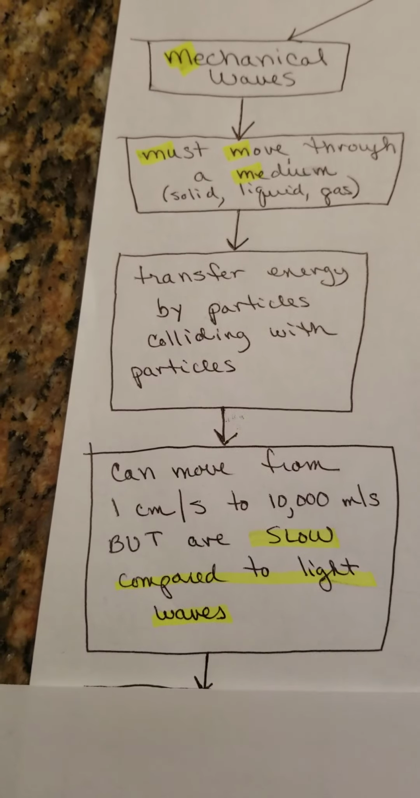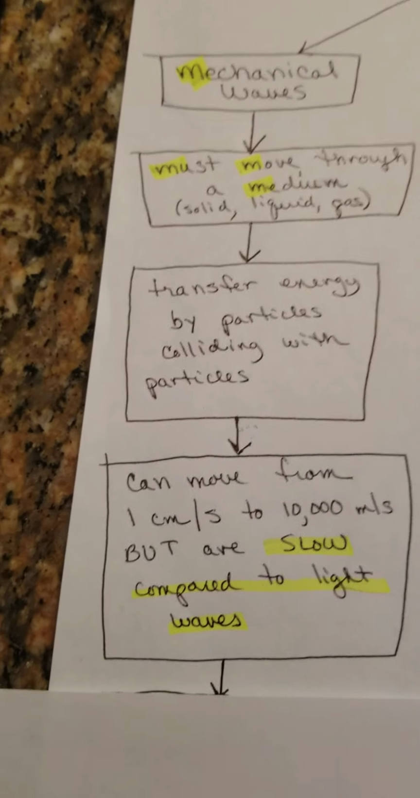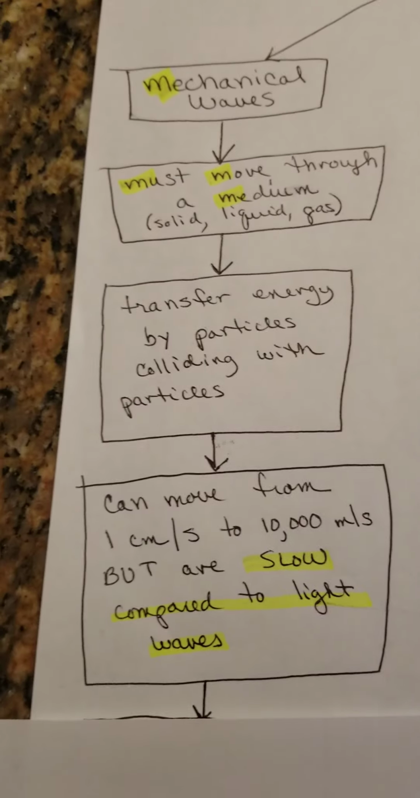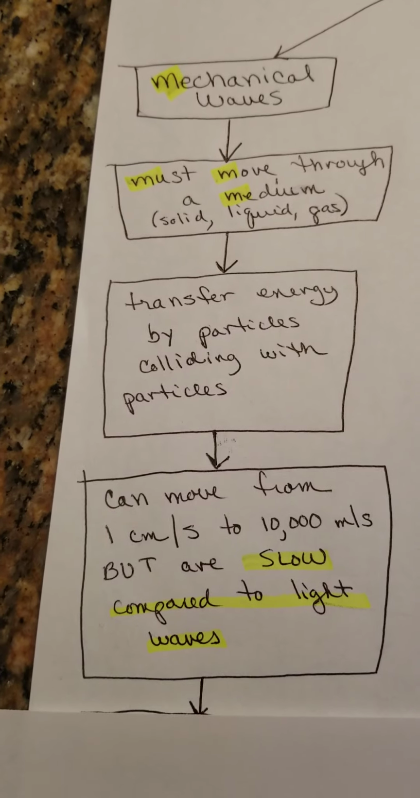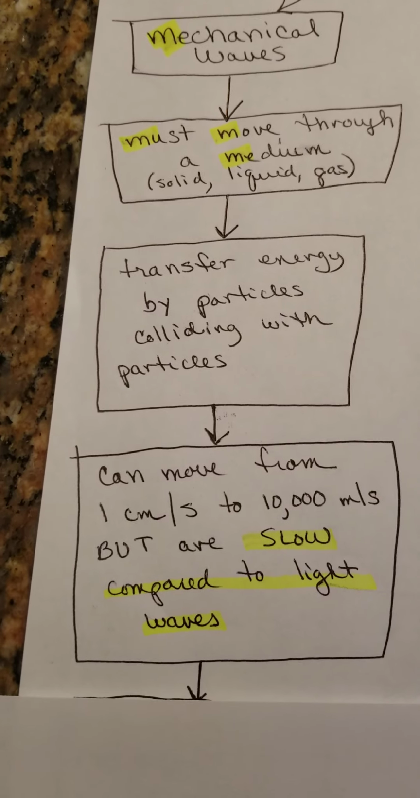So 10,000 meters per second is really fast. That's like Mach 30. It's 30 times the speed of sound. And that's really quick. That's still really slow compared to light waves.